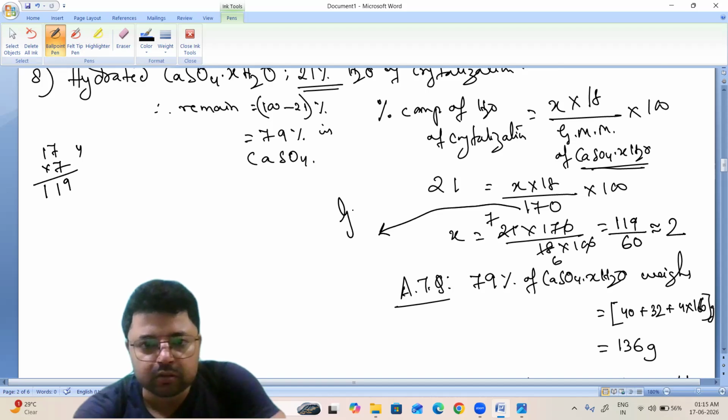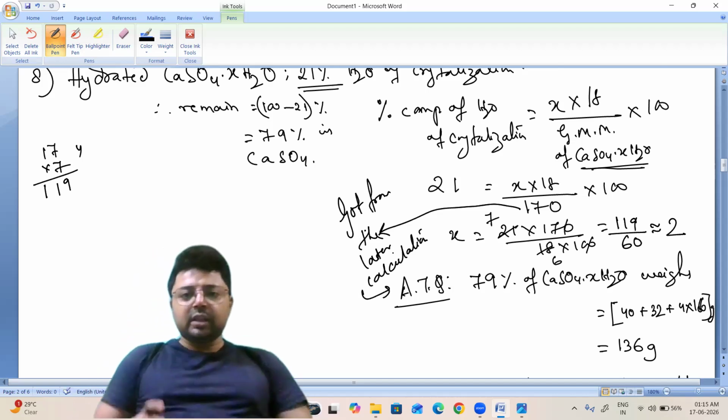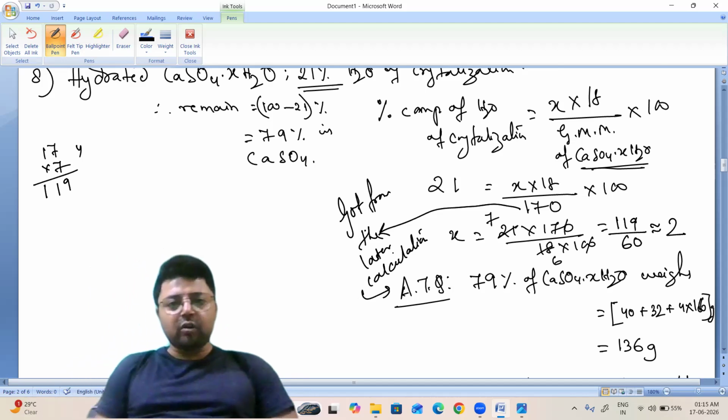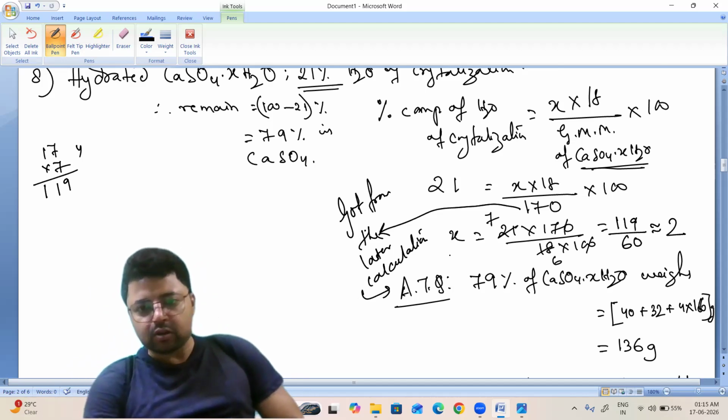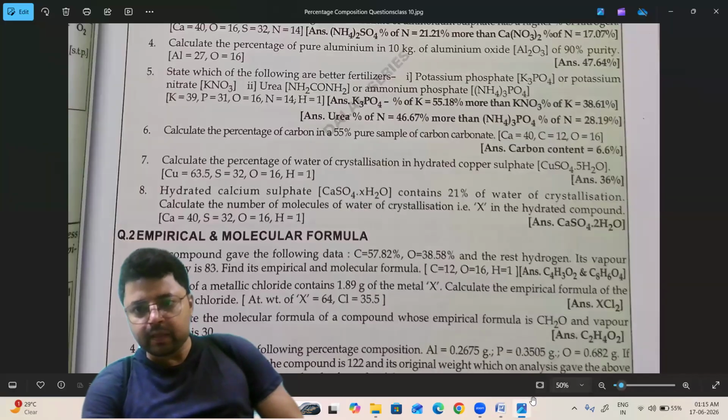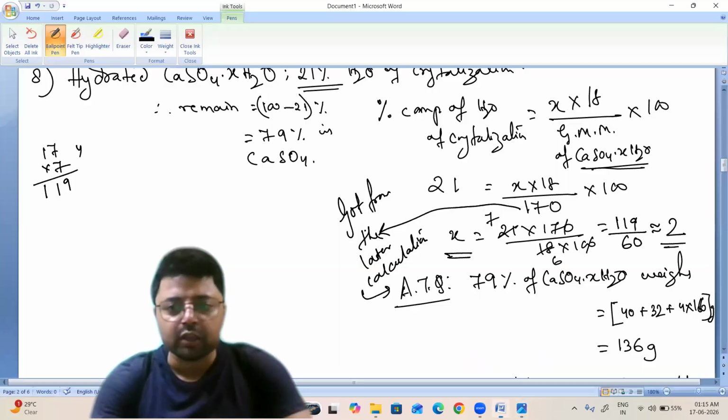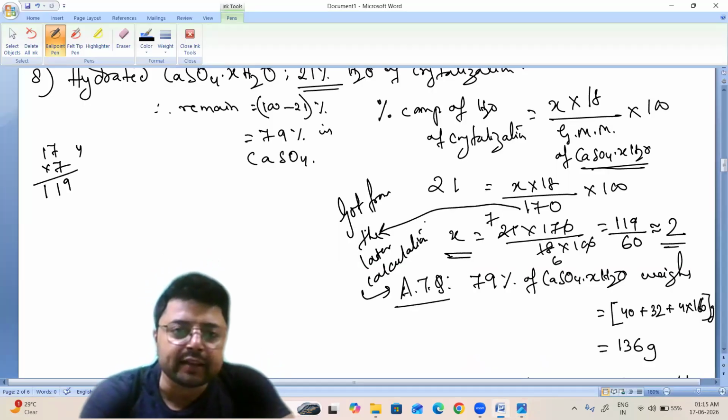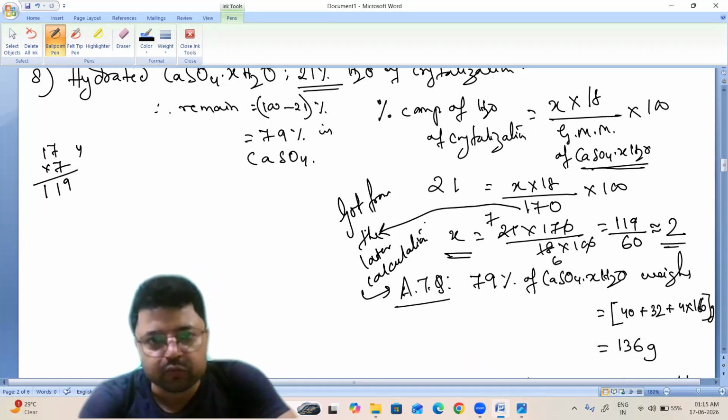This is got from the later calculation. So this is how you can easily find it out. Now you got the value of x as 2. You just go and check here. It has given you the value of x as 2. So this is how you can easily understand and do this type of questions.